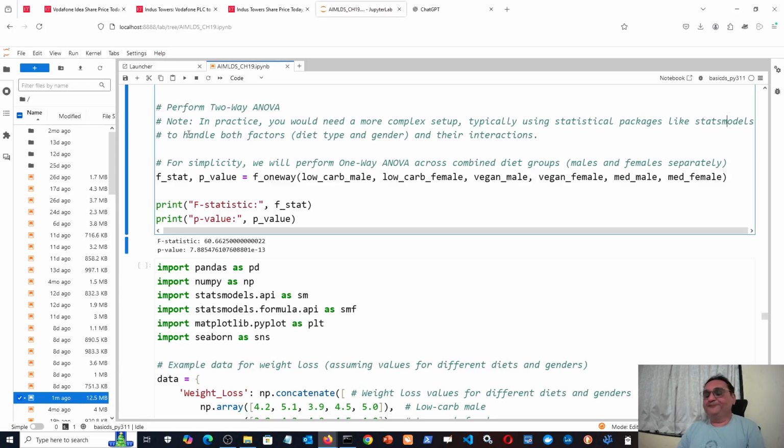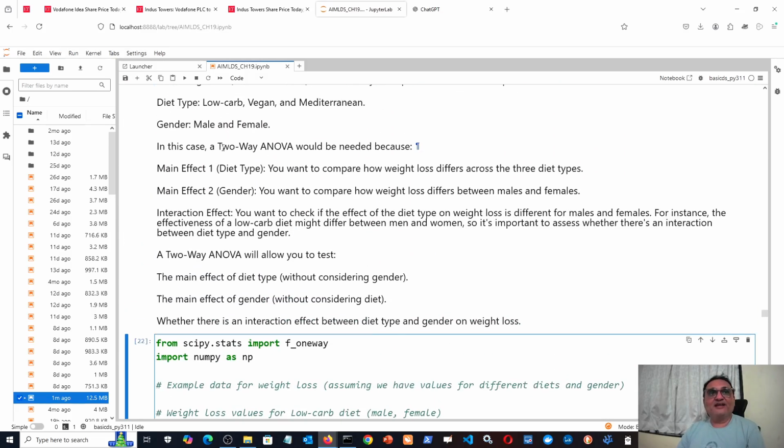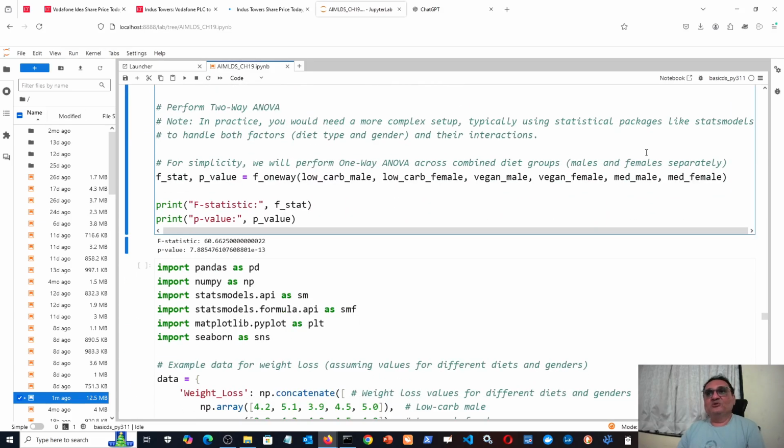So that means that the SciPy library is not enough. You will have to use another library, that is the statsmodels library. But we don't want to go into that. So we will perform one way ANOVA across the 6 diet groups separately. But that means interaction effect will not come, because we are taking each group independent of each other, right? So we will not be able to study interaction effect, but we will at least be able to study the effect of both type of diet and gender on my response variable, which is my weight loss, right?